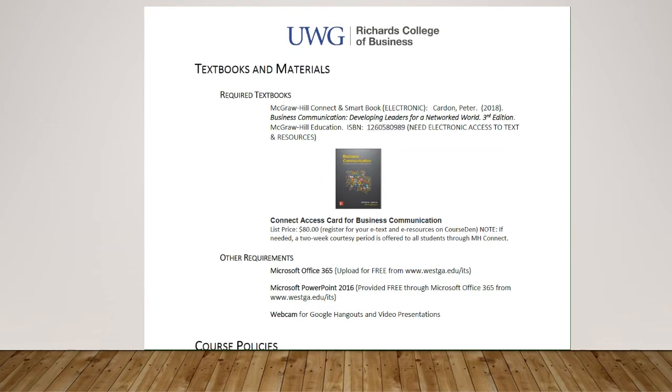Our textbook and materials: it's an electronic textbook. You would order this textbook online through Course 10, which goes directly through the MH Connect platform. If you order it online, the price is $80, and that includes the textbook and the e-resources. If you go through the bookstore, it's actually over $100. So the best way to do this is to order it directly online.